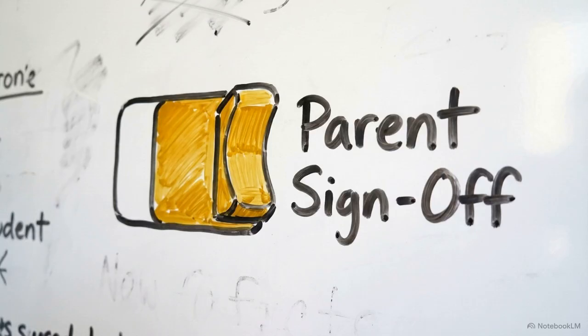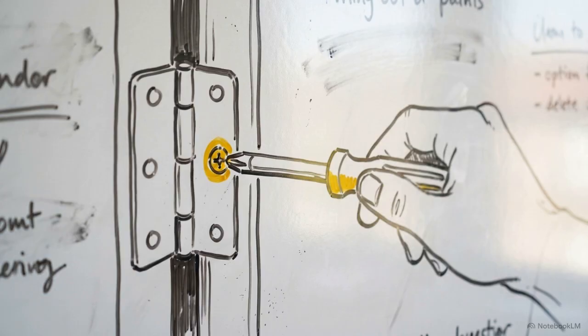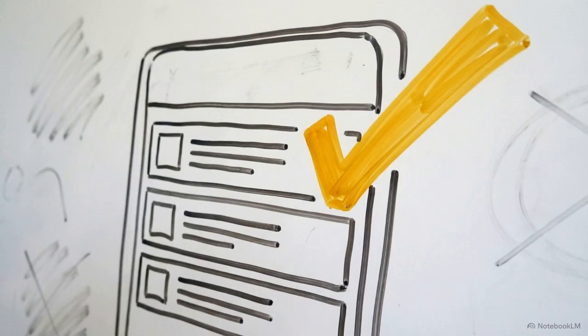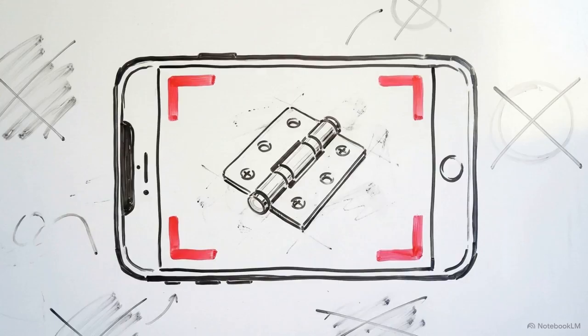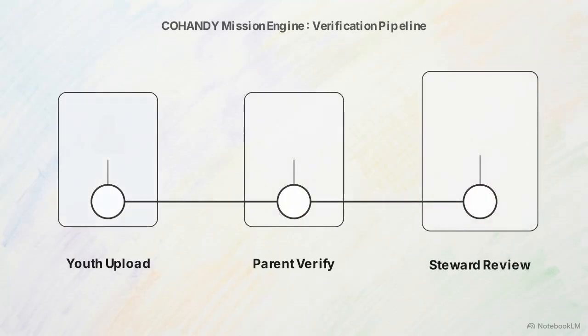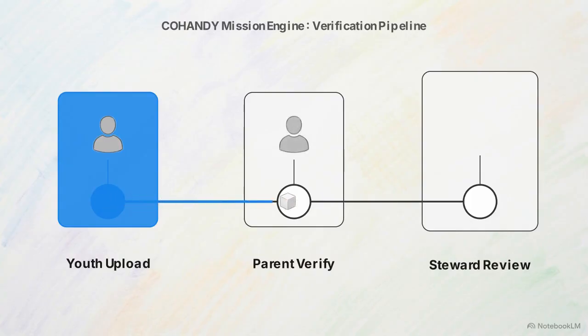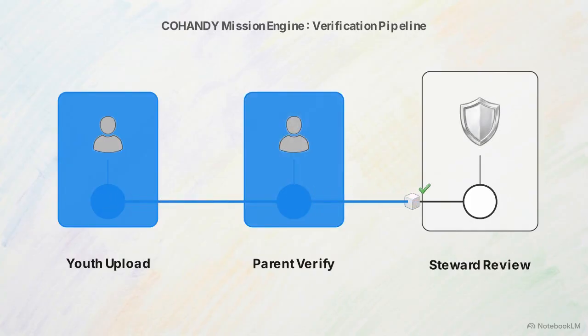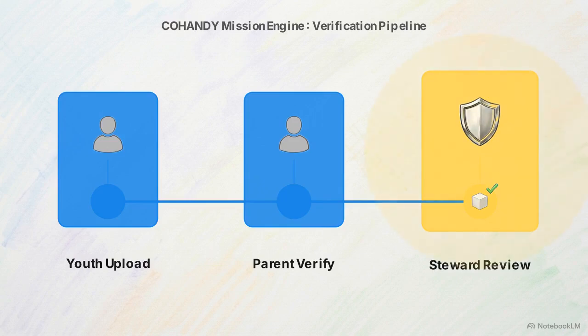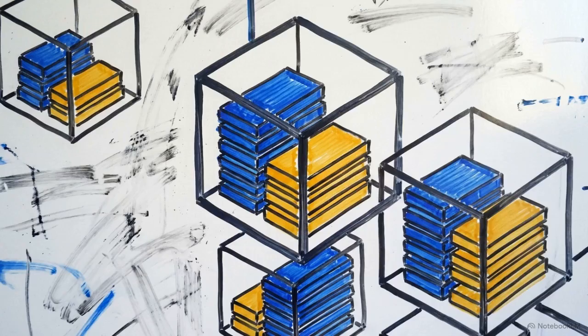We then embed a mandatory parent sign-off variable within that table. The record cannot advance in the system until this Boolean is switched. In a practical youth fix-it mission, like repairing a door hinge, the youth follows the steps, takes a photograph of the result, and uploads it. The data flows sequentially. The youth uploads the evidence, the parent verifies the local effort, and the regional steward provides the final professional review. Translating qualitative operational parameters into a strict relational database provides the constraints an AI needs to prevent logic leaks during generation.